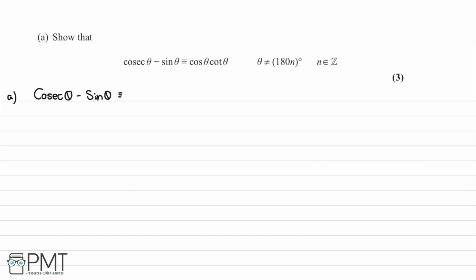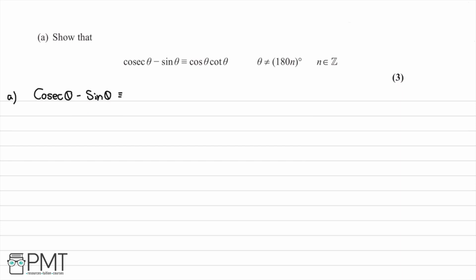So in this question, we're asked to show that cosec theta minus sine theta is equivalent to cos theta multiplied by cot theta. And this is for 3 marks. So what we're going to do here is take the left-hand side of our expression, use trig identities and manipulate it to eventually come to the term on the right-hand side. As you can see, I've copied our left-hand side down here.